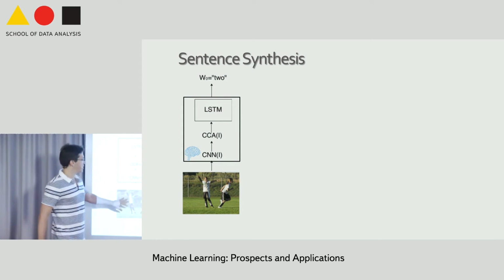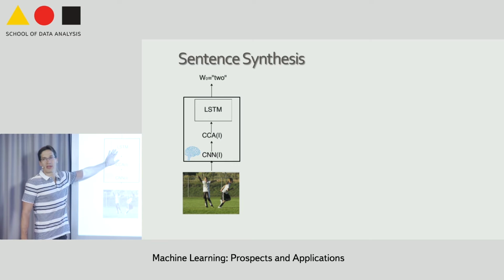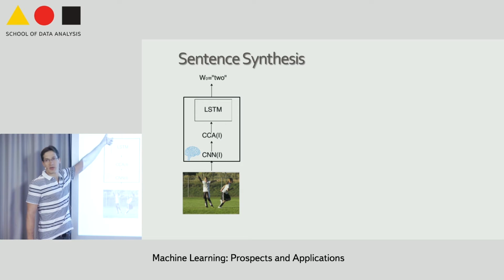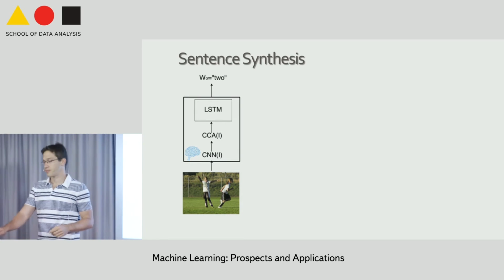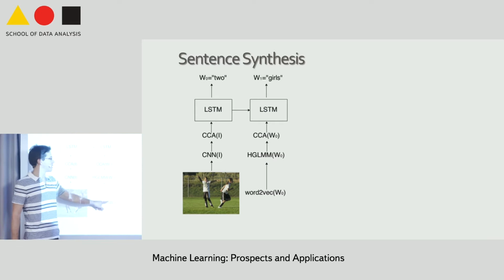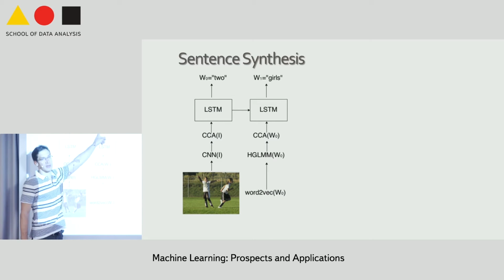So we start with the input image. We compute a representation using the convolutional neural network. We project it using the CCA algorithm, and then we provide it to the recurrent neural network. Here it's a specific type. It's an LSTM network. And from this network, there's an output, which is the first word of the sentence. In this case, the word "two". We take the word "two", we compute the word2vec representation, we compute the hybrid Gaussian-Laplacian mixture model Fisher vector, CCA projection, and now it's in the same space as the image. We feed it to the LSTM, and we get the second word, the word "girls".